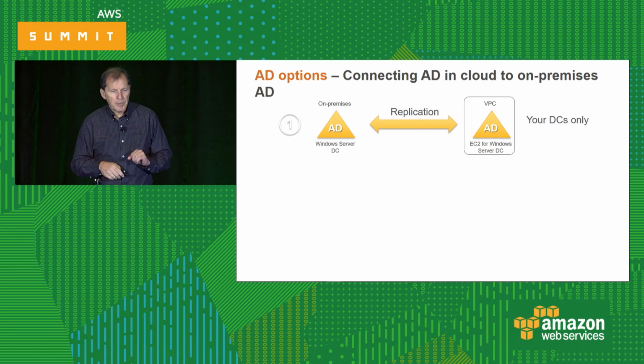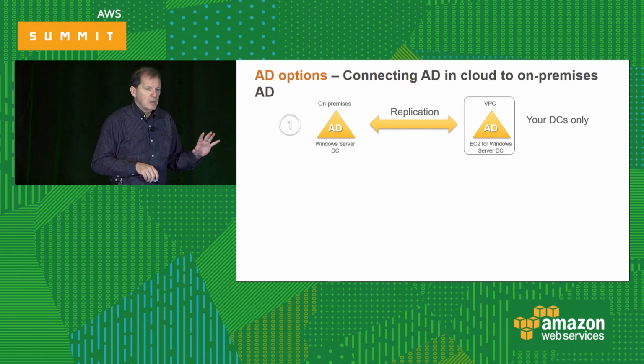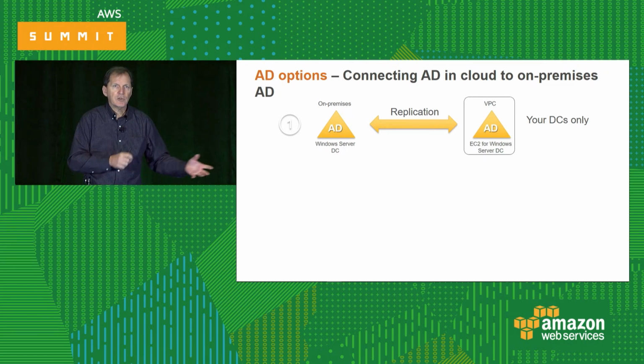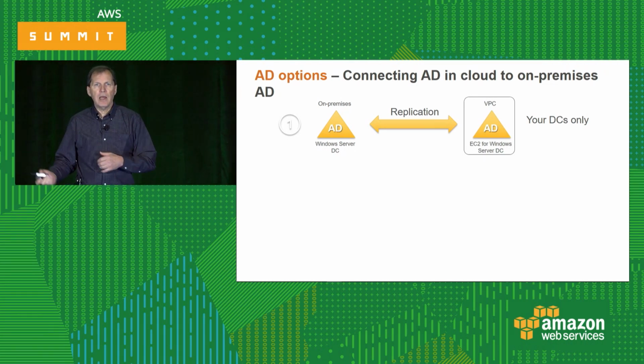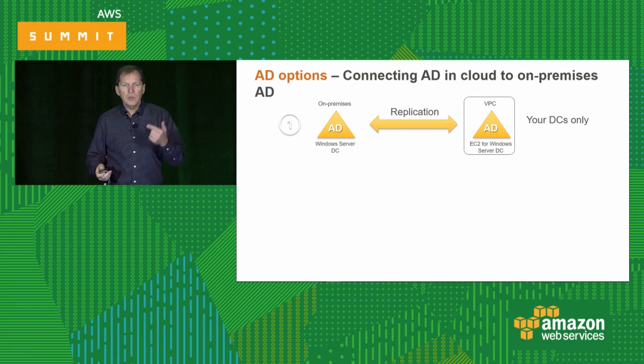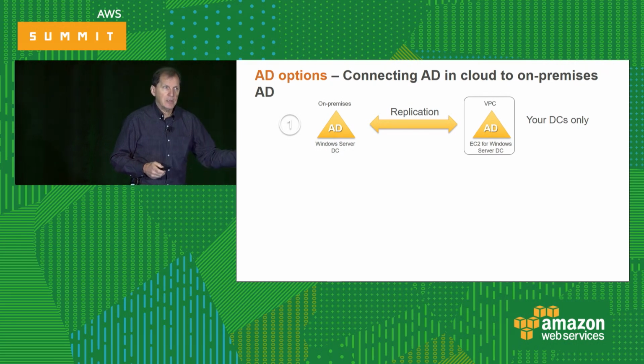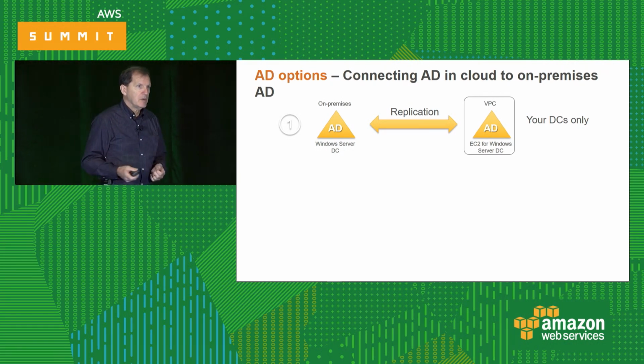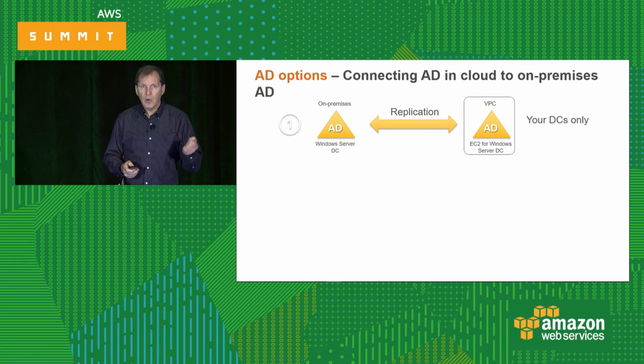One model is replication. In this case, you've got your on-premises directory, you've got your users that are there. Maybe you're just trying to extend that environment into the cloud. If you have AD running on an EC2 instance, you can have it be part of the same domain, and then it's replicating. So you've got a full copy of your directory up in the cloud. Now that will work only if they're your own DCs.